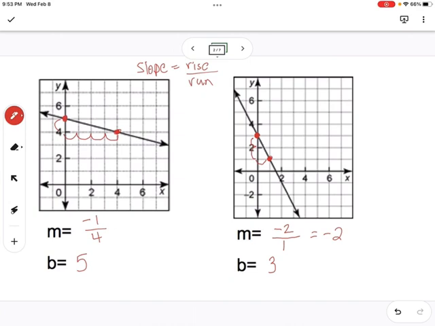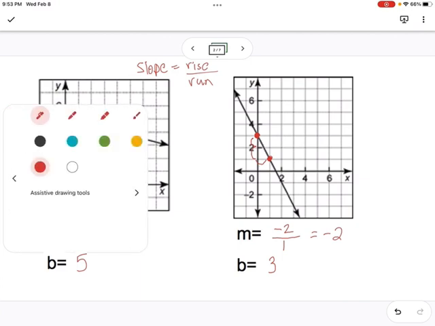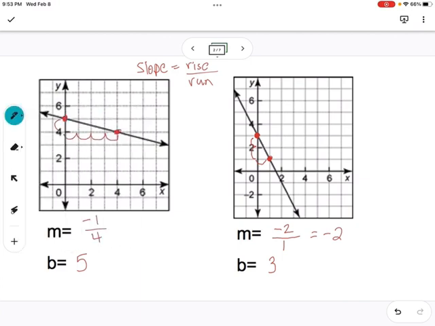If we wanted to write these as the equation of a line, we have our y equals mx plus b. So we would just sub in our m and our b into the equation here. So the first one, we would have an equation y equals negative 1/4 x plus 5. Our second one, we would have an equation y equals, our m is negative 2, so negative 2x. Our b is 3, so plus 3.